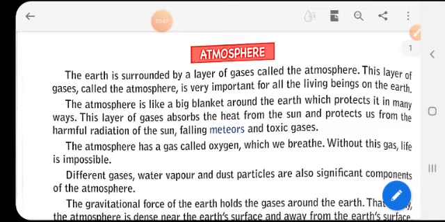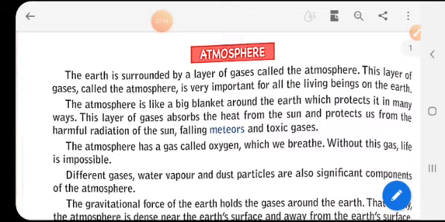The atmosphere is like a big blanket around the earth which protects it in many ways. It is like a blanket or a covering on the earth's surface which protects us in many ways. This layer of gases absorbs the heat from the sun and protects us from the harmful radiations of the sun, falling meteors and toxic gases.